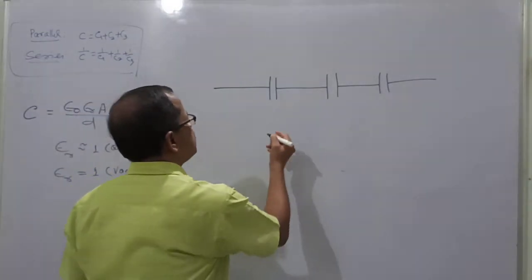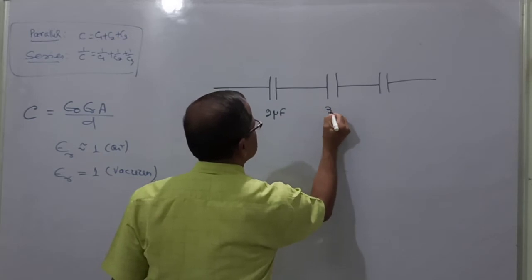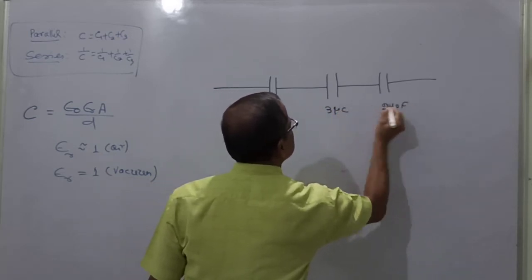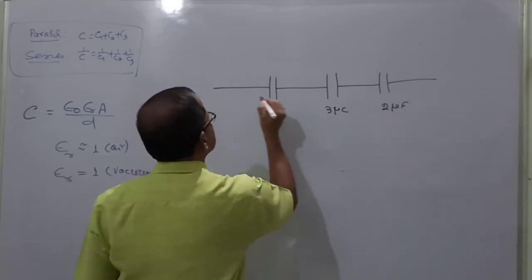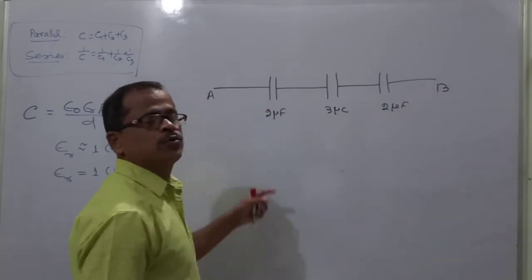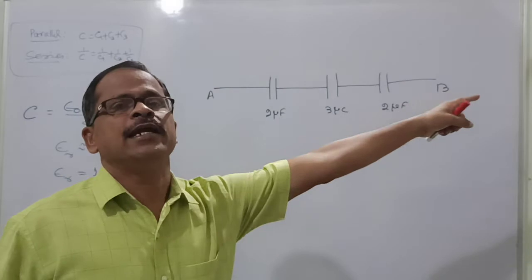So here again, 3 capacitors. Let's say this is 2 microfarad. Let's say this is 3 microfarad. Let's say this is 2 microfarad. There are 3 capacitors. The question is to get the net capacitance between the points A and B. The question is to get the equivalent capacitance between the terminals A and B.